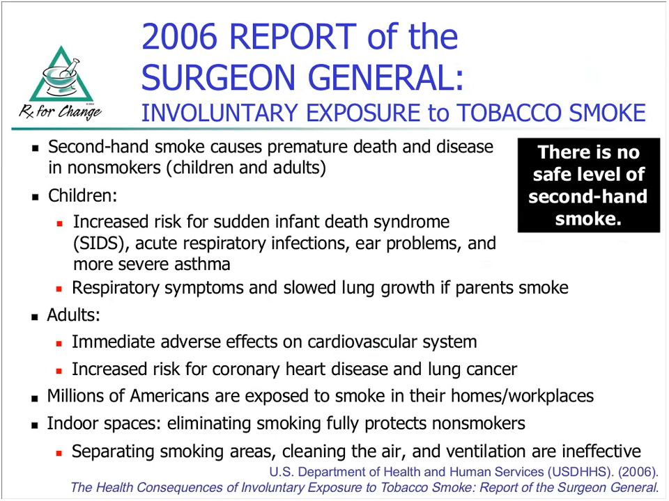Okay, so we talked about some of the deaths due to secondhand smoke. There's really no form of tobacco that isn't harmful, and it's not safe to be around any form of secondhand smoke. So secondhand smoke causes premature death and disease in non-smokers and children. It's associated with an increased risk for SIDS, acute respiratory infections, ear problems, exacerbated asthma. And here's another one, respiratory symptoms and slowed lung growth if parents smoke. When babies are born, their lungs are not fully developed, and so if they're exposed to that, it slows the growth of those lungs.